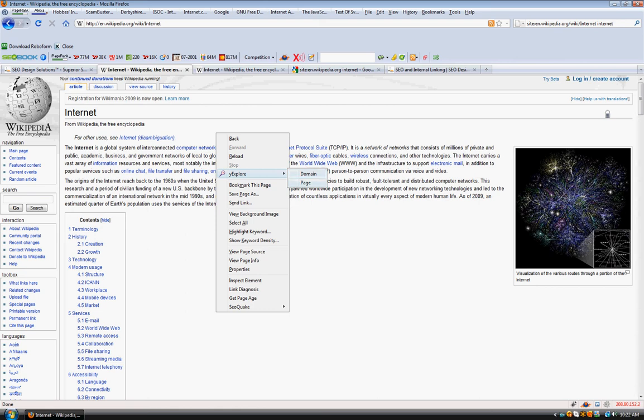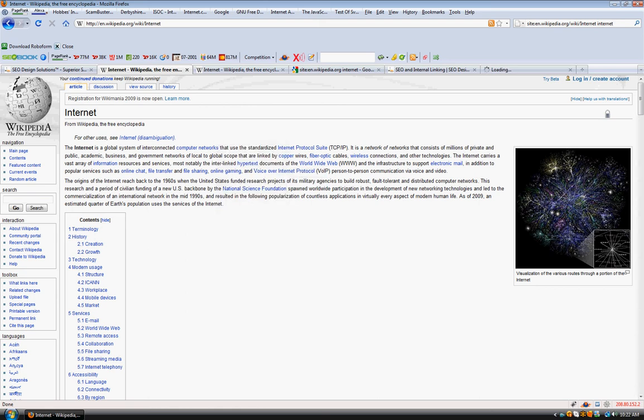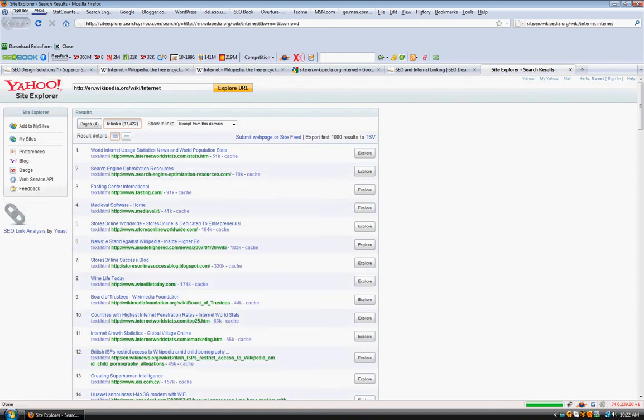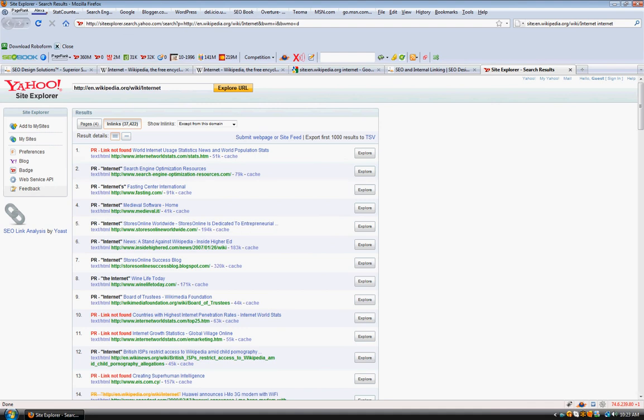So instead of looking at the domain level, what I would like to do is look at the page level and just look at the number of internal links that this particular page has. This is a great plugin called SEO Link Analysis by Joost de Valk. In conjunction with this other plugin that I'm using right now, called YExplore, it allows me to go right to the page level and look at the different phrases and all the different internal links.